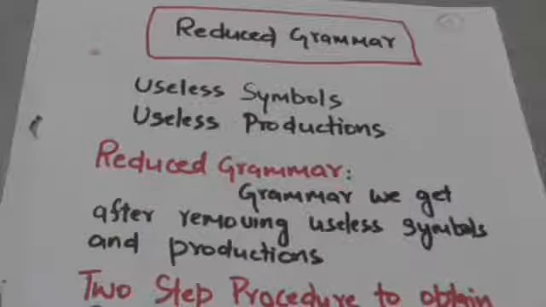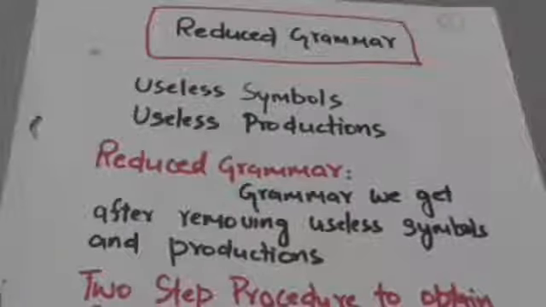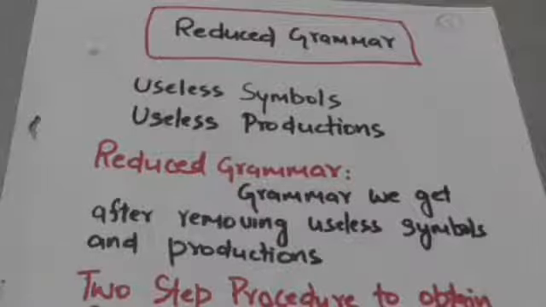Useless symbols are those variables and terminals which do not appear in any derivation of a string of terminals. Productions which involve useless symbols are called useless productions. The grammar we get after removing its useless symbols and productions is called reduced grammar. Language generated by reduced grammar is same as that generated by original grammar.